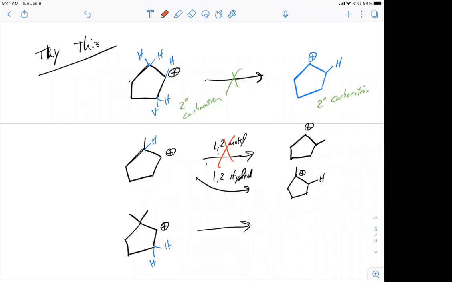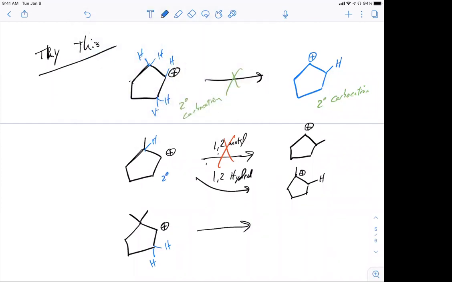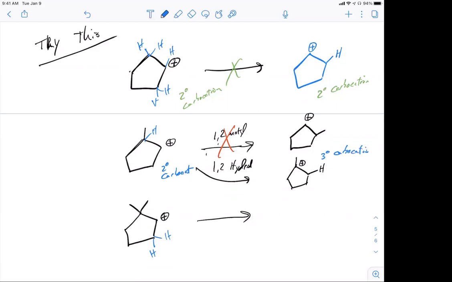If we look at the second one, here we have a 1,2 hydride shift. What's happened? In the 1,2 hydride shift, I've gone from a secondary carbocation, right, to a tertiary carbocation. So in this case, I see that I have created a more stable species. So yes, I would predict a 1,2 hydride shift.